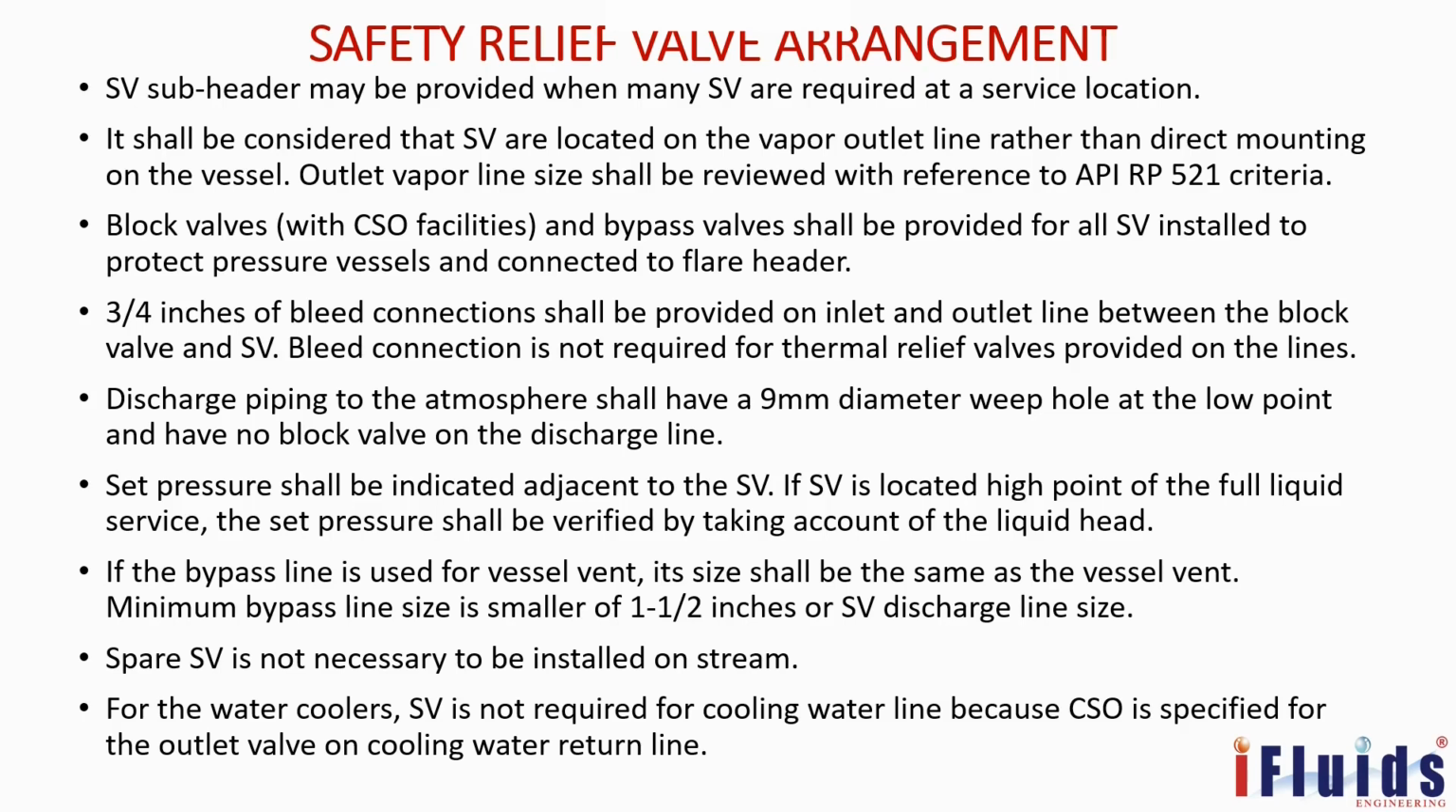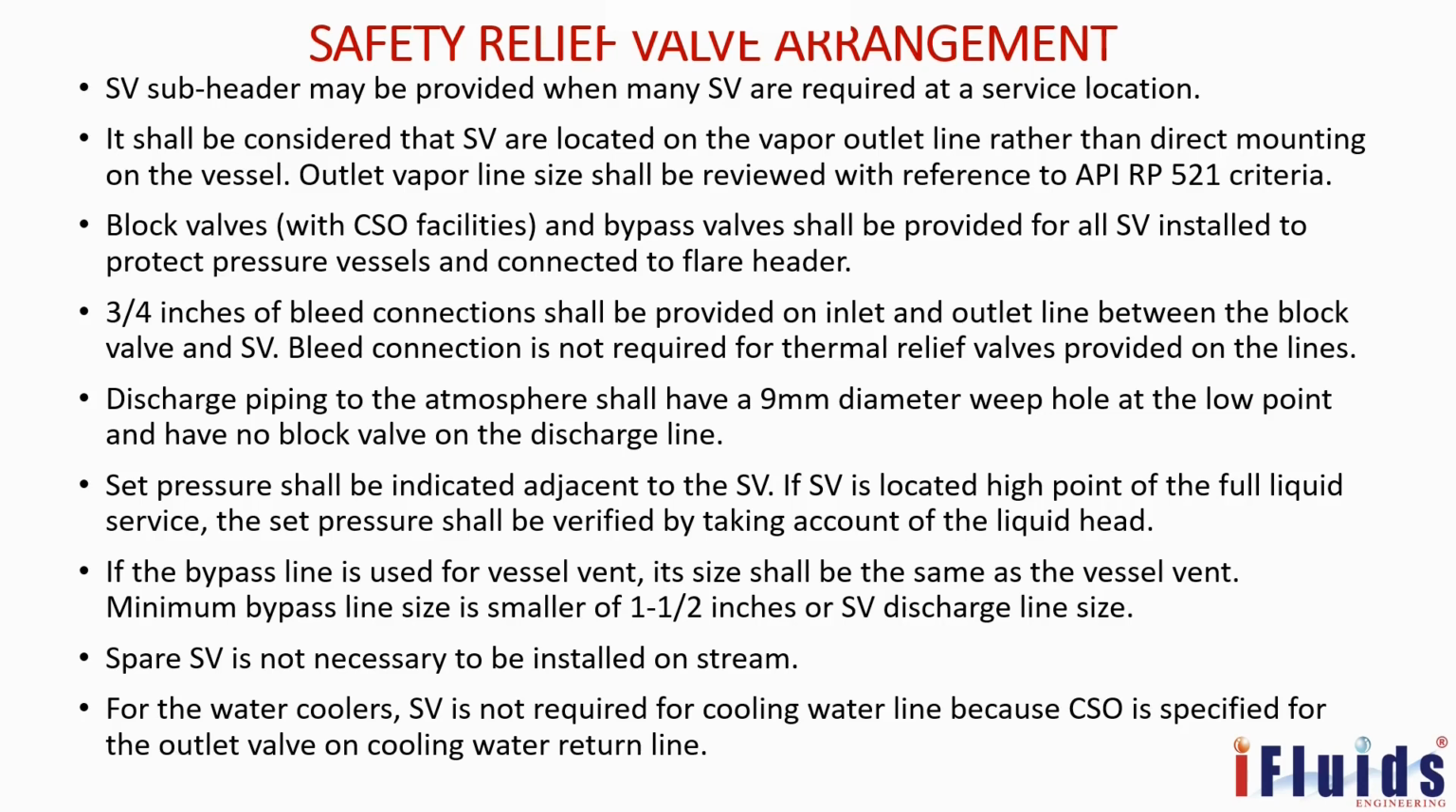Then it shall be considered that SVs are located on the vapor outlet line rather than direct mounting on the vessel. If there is a chance of vapor creation, then better you put this SV on the vapor outlet line instead of putting it on the vessel itself. Outlet vapor line shall be reviewed with reference to API RP 521 criteria. Block valves with CSO facilities and bypass valves shall be provided for all SVs installed to protect pressure vessels and connected to flare header. In the last slide we discussed the CSO facilities and bypass line facilities.